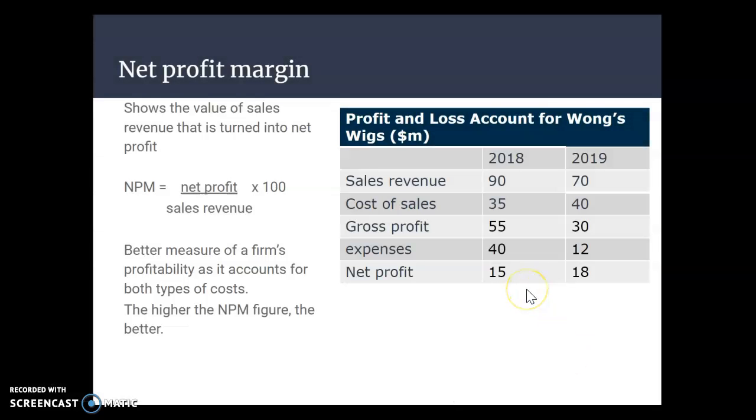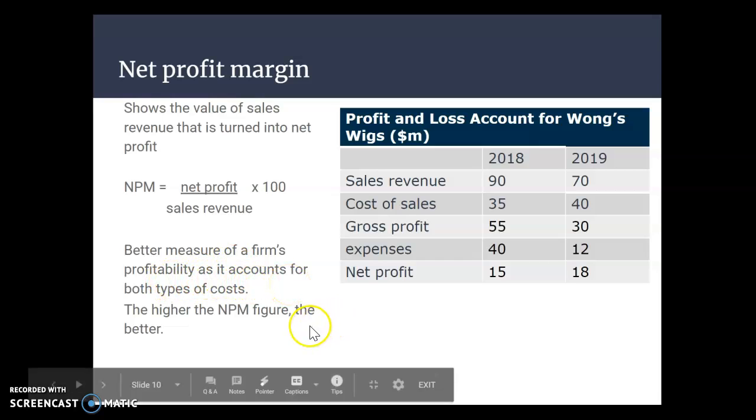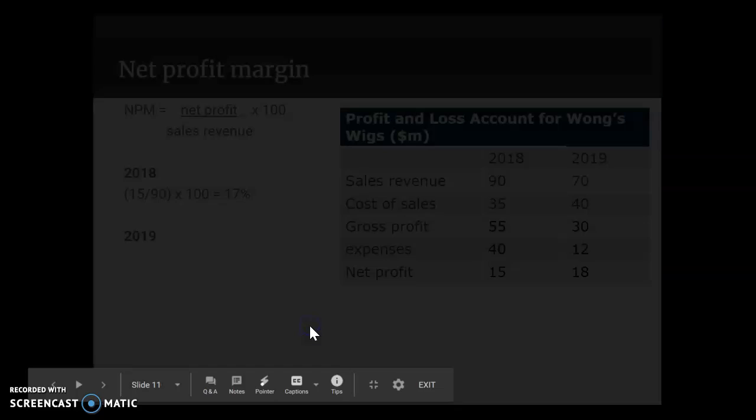Okay, net profit margin. This takes into account all costs of sales and expenses, and we're looking at net profit compared to sales revenue. So it's calculated net profit divided by sales revenue times by 100. And this is a better measure of the firm's profitability as it accounts for both types of costs. And again, the higher the net profit margin figure, the better.